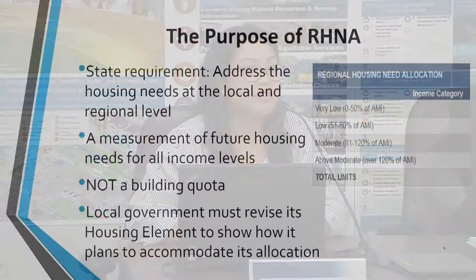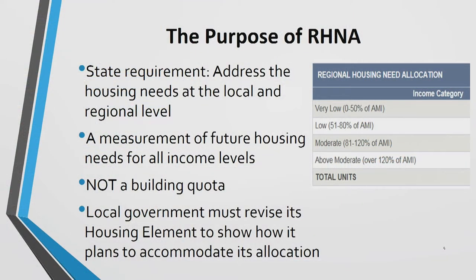So the RHNA is a state requirement which addresses the housing needs at the local level and the regional level. It's a measurement of future housing needs for all income levels, which include very low, low, moderate, and above moderate, which is shown on the table here. And it's not a building quota. And our local governments must revise their housing element after the RHNA plan is adopted.